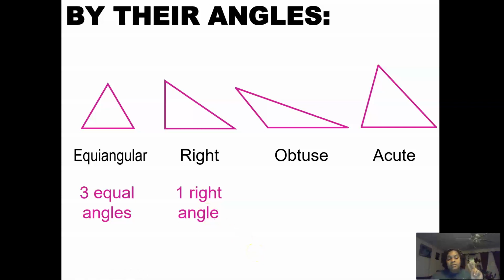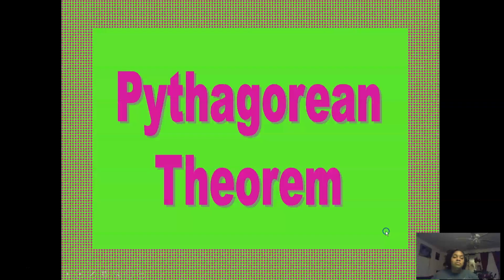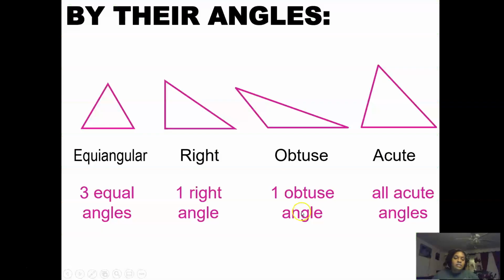A right triangle has one angle that is 90 degrees. Only one, it can't be two, because 90 and 90 gives you 180, and a triangle has 3 angles. An obtuse triangle has one obtuse angle, one that measures bigger than 90. And in an acute triangle, all the angles are less than 90.